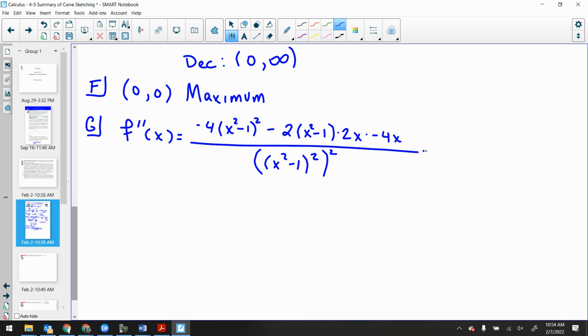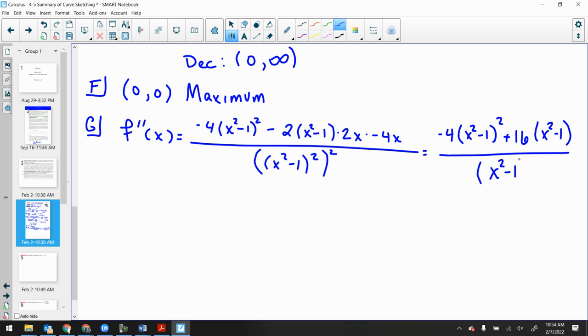Chain rule. Now, I'm going to do a little bit of simplification here. Negative 4 x squared minus 1 squared. Okay, we got 2 times 2 times negative 4. So, actually, negative times negative, that's positive. And then we got 2 times 2 times 4, that's 16. And I'm going to leave this x squared minus 1, and you'll see why in a second. Because down below here, I've got x squared minus 1. What's my power? Power to a power means we multiply, to the fourth.